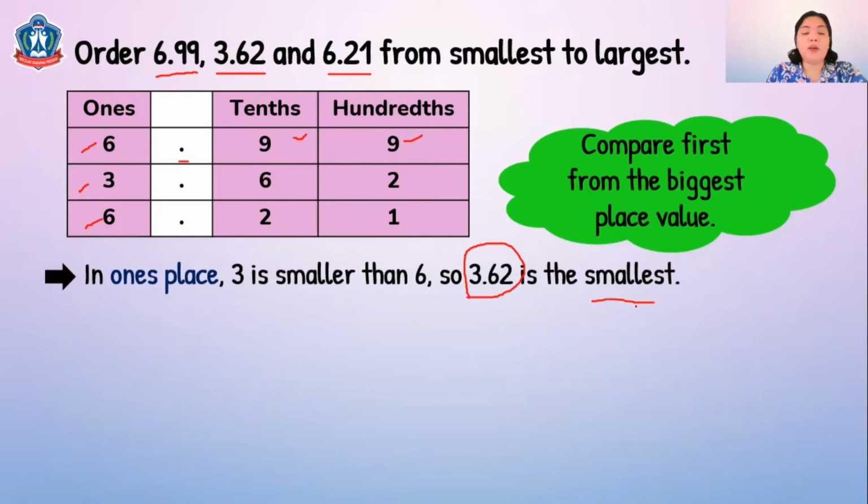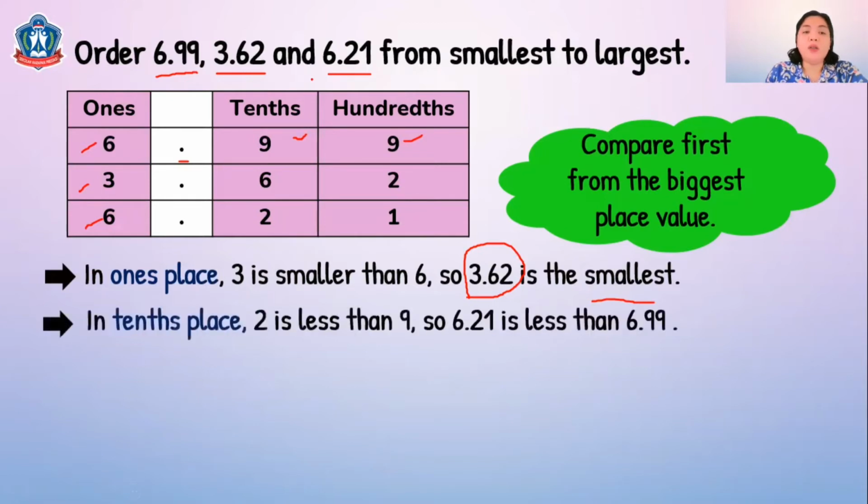Now, all we need to do is to find the other two, the largest and the middle number. So we will go to the tenths place value. So we are not going to include this one. We are not going to include this. So we will focus only on tenths. 9 and 2. So which one is smaller or bigger? 2 is less than 9. Therefore, 6.21 is less than 6.99.